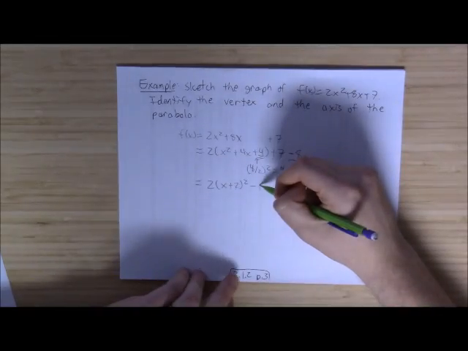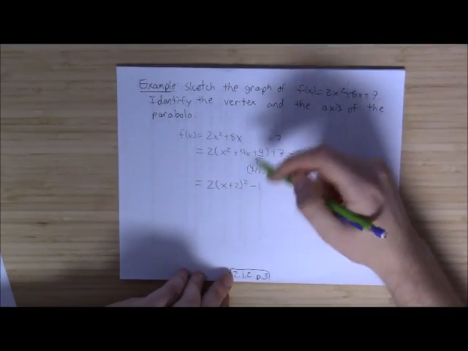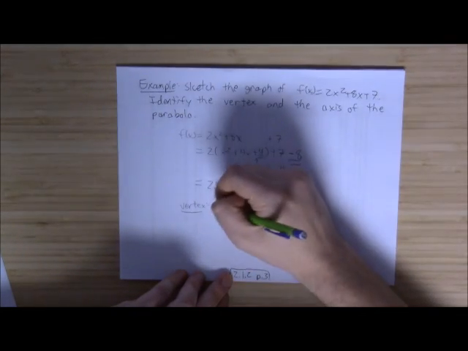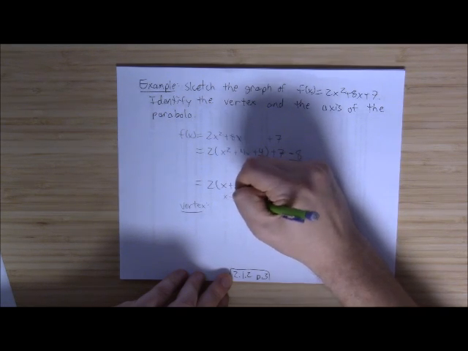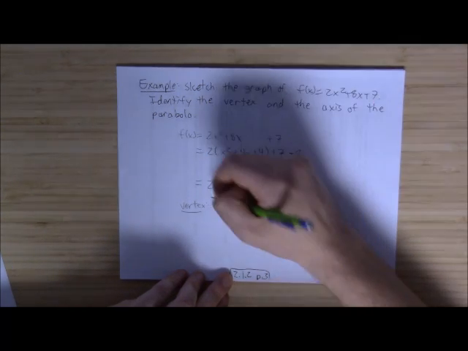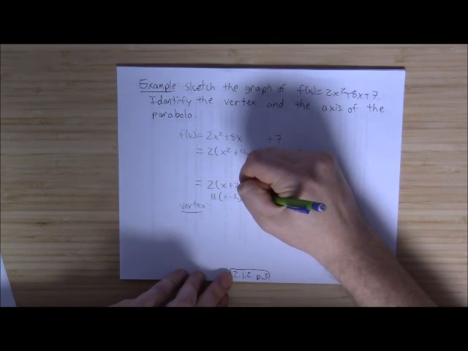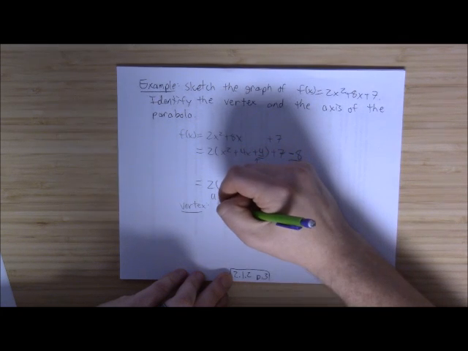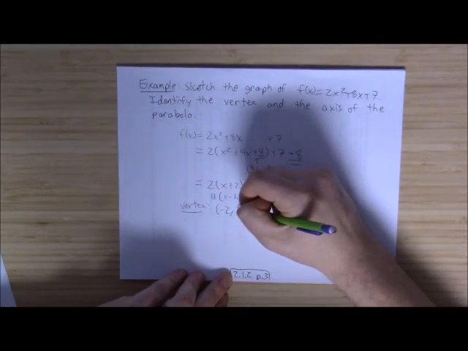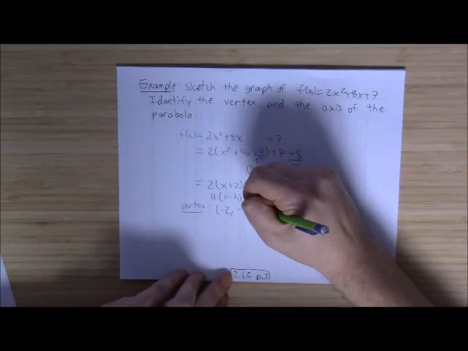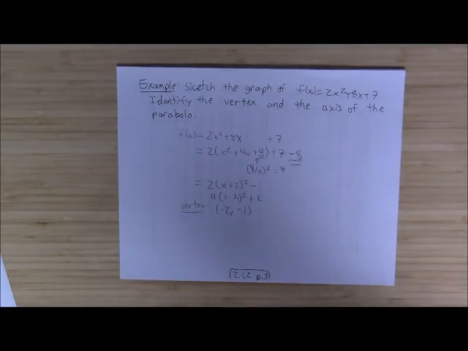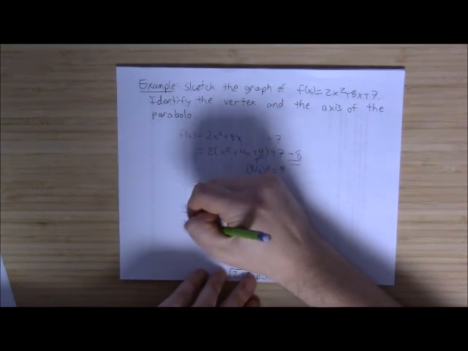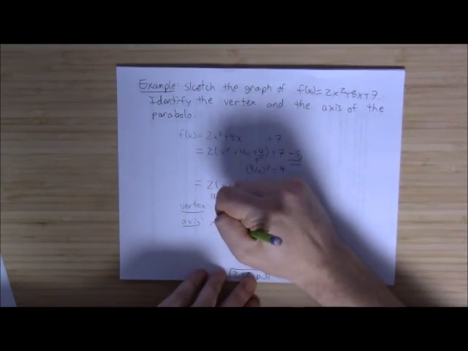First off, we see that the vertex is (h, k). This is x minus h, and this is k. So this has the form a times (x minus h) squared plus k. So here, h is negative 2, and k is negative 1. So negative 2, negative 1 should be the vertex. We also have that the axis of the parabola should be x equals negative 2.